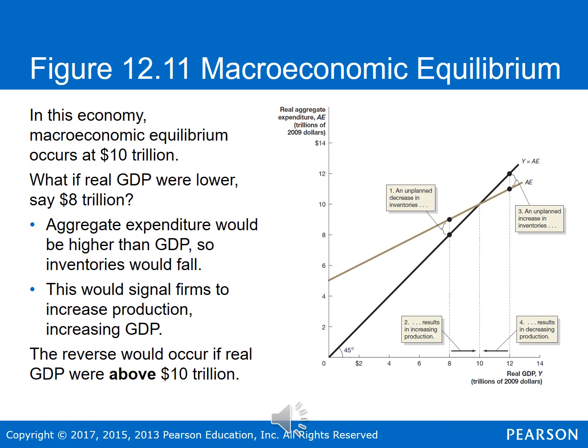As real GDP increases from $8 trillion, so will income, and therefore so will consumption. So the economy is going to move up the aggregate expenditure line as consumption increases. And the gap between the total spending and total production is going to fall. But as long as the aggregate expenditure line is above the 45-degree line, inventories will continue to decline, and firms will continue to expand production. It's only once real GDP rises to 10 trillion that inventories stop falling, and the economy has reached macroeconomic equilibrium.